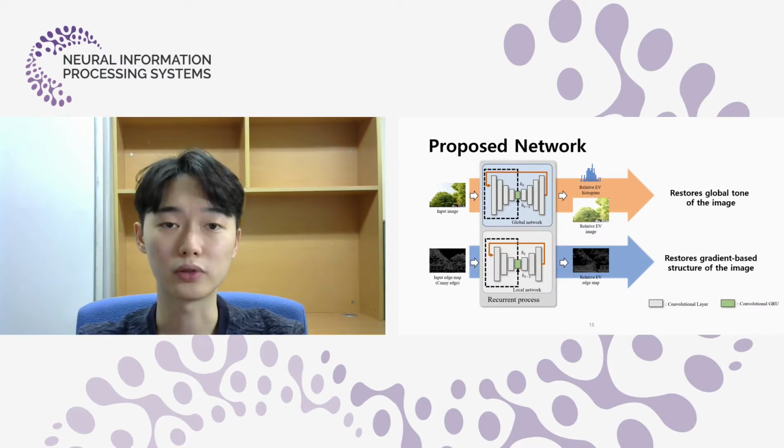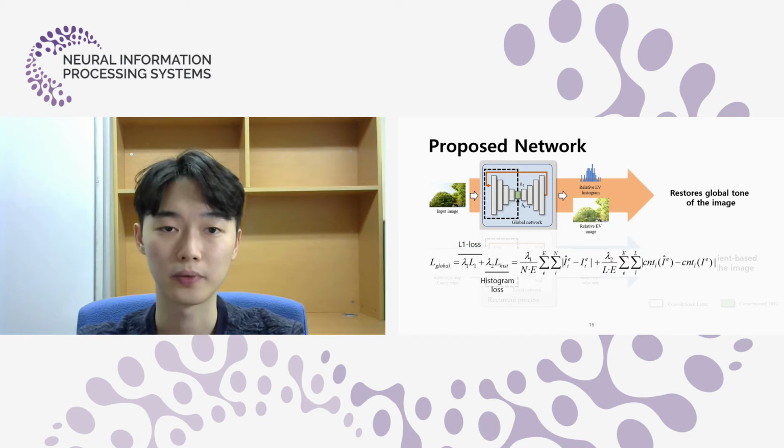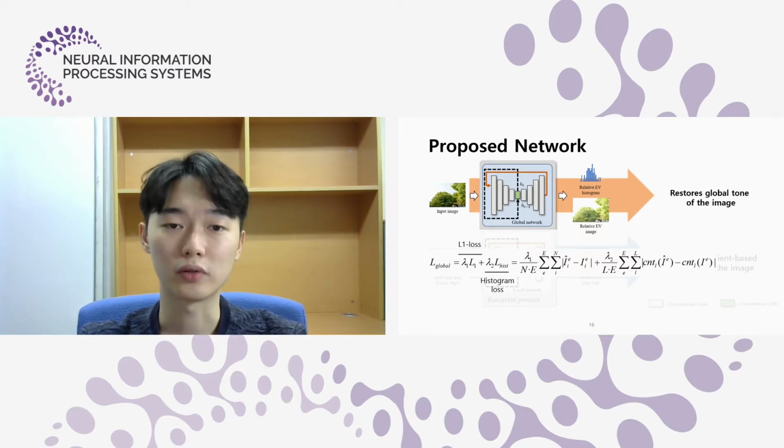We use a convolutional GRU layer in the bottleneck of the U-Net structure for both the global and local networks to focus on the recurrent process and to adaptively respond to the recursion state by using hidden vectors. The global network focuses on matching the global tone of the relative exposure image, which is the histogram. We use the following loss to train the global network.